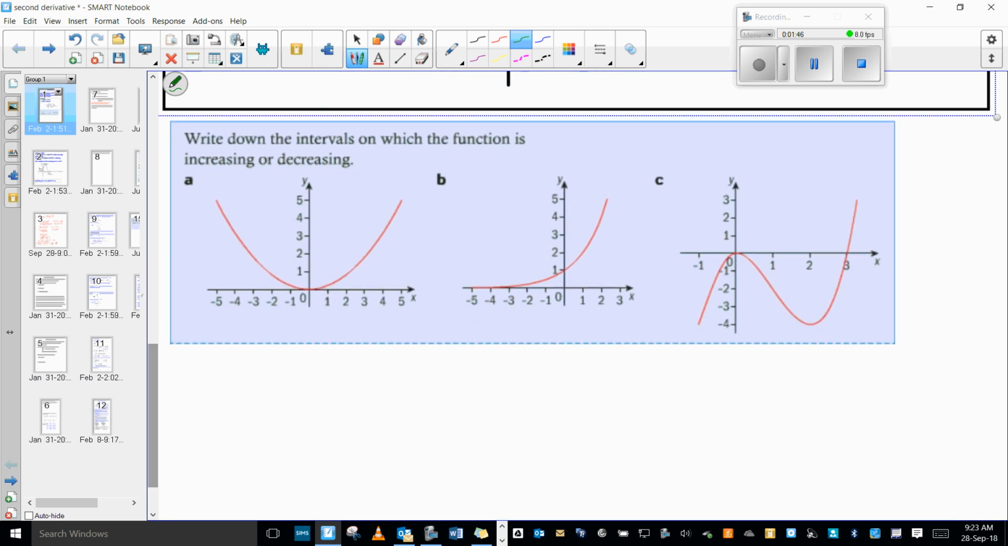So write down the intervals on which the function is increasing or decreasing. When they talk about intervals, they want to know which x values we are talking about. So where is this function here increasing?